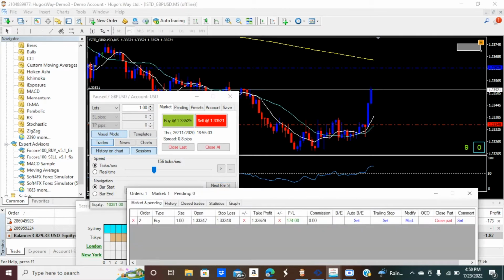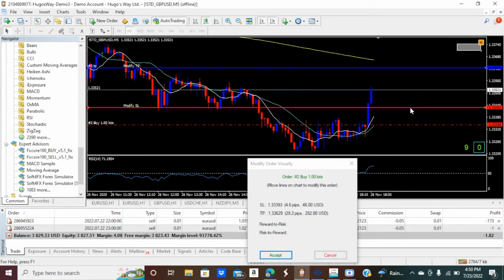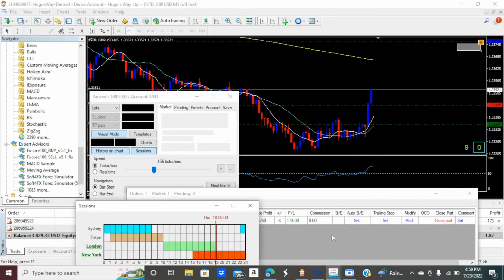Alright, so we're going to go back to modify the trade again. And I'm going to move my stop loss again up under that next large candle. Move my take profit up a little bit because I'm already in some profit. So, you know, risk-free trade. I'm cool with either outcome. So I'm going to accept the risk and keep it moving.